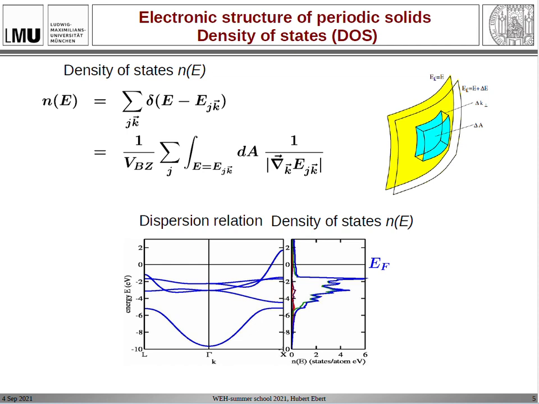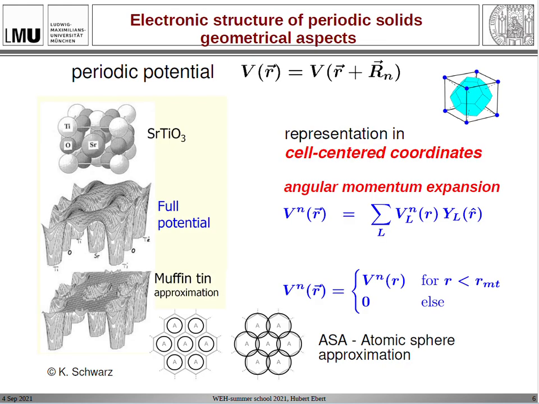For example, the specific heat comes from the density of states at the Fermi energy, specific heat of the electrons, of course. Now, at the center of our Schrödinger equation is, of course, the potential. I said already it's periodic. We are led to that subdivision of space.